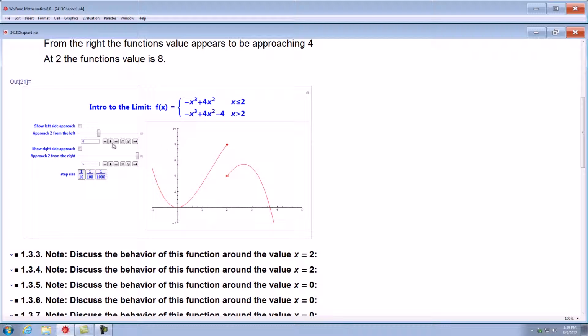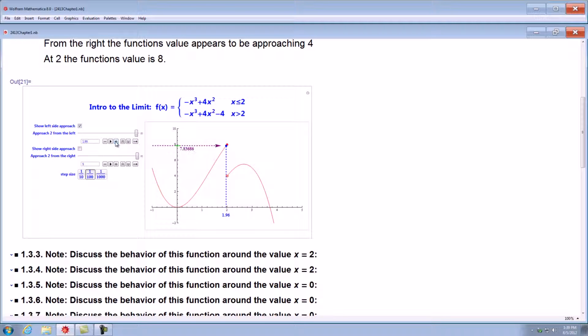But coming in from the left, things are a little different. I'm still approaching, my value of x is approaching 2 from the left, and my y value appears to be approaching 8, right? And let me get close right here. Let me go a little finer.